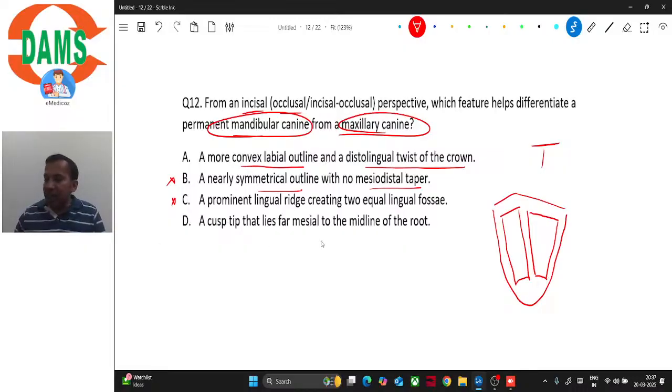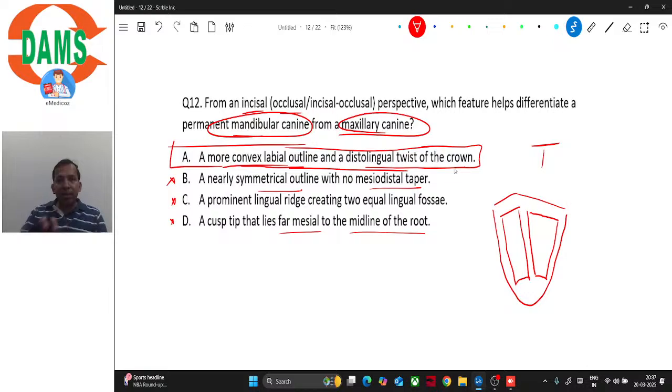A cusp that lies far mesial to the midline of the root. This again is not a differentiating feature, because the mesial cusp is smaller in both mandibular and maxillary canines, so the cusp would appear slightly mesially displaced in both of these teeth. So option A, the mandibular canine, appears a bit more convex labially. That is the correct answer. The crown appears a bit distally twisted and has a more convex or more accentuated labial surface.